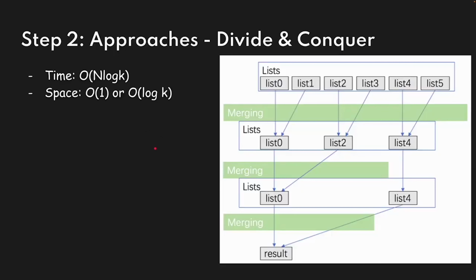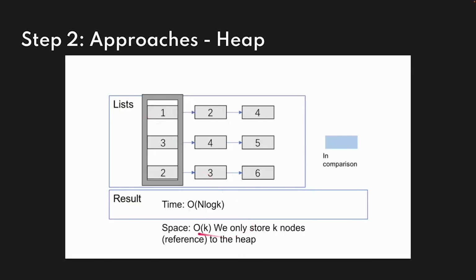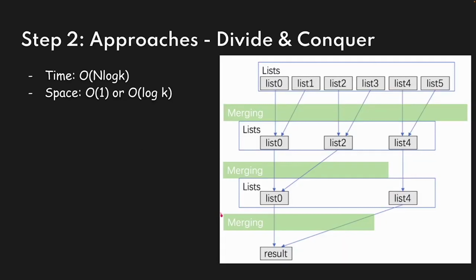And of course, the other approach to solve this problem is using divide and conquer. The problem with the current approach is that the space complexity is big O of k. Can we further optimize the space complexity down to, for example, big O of 1 or big O of log k or something like that? Then in this case, we can use something like divide and conquer.